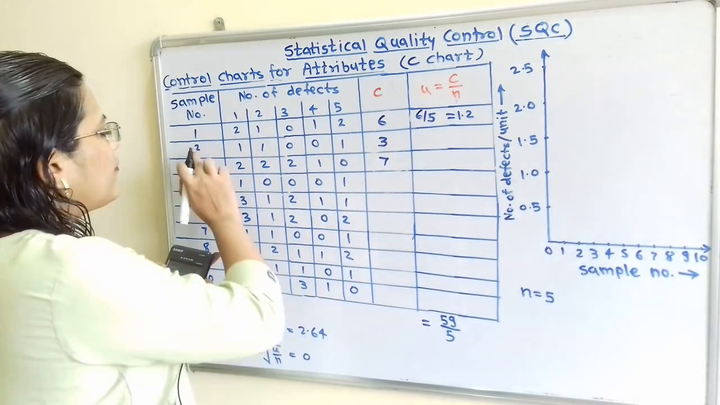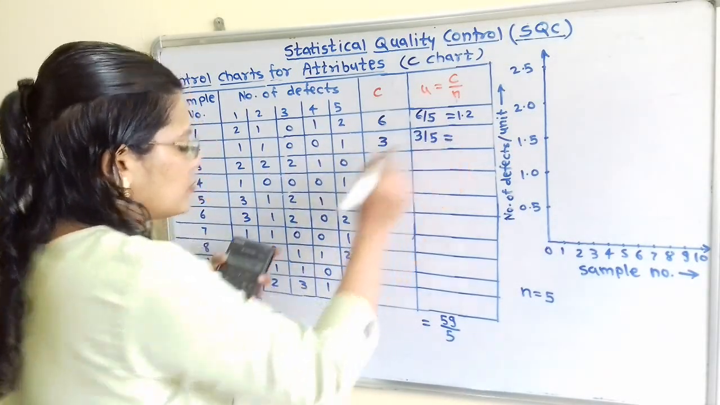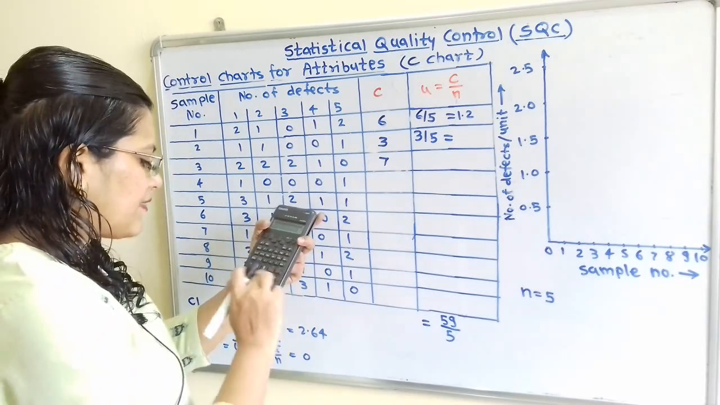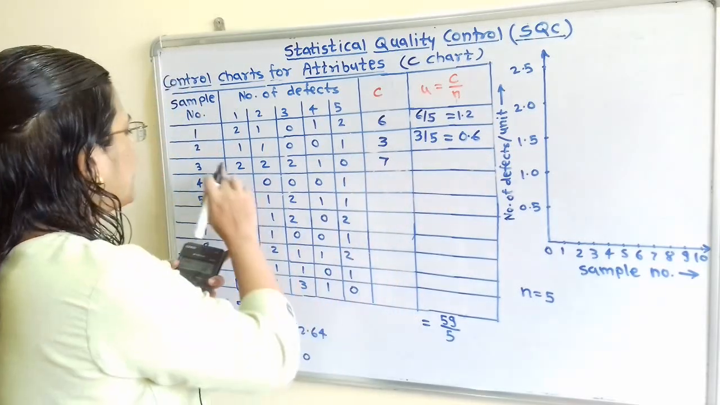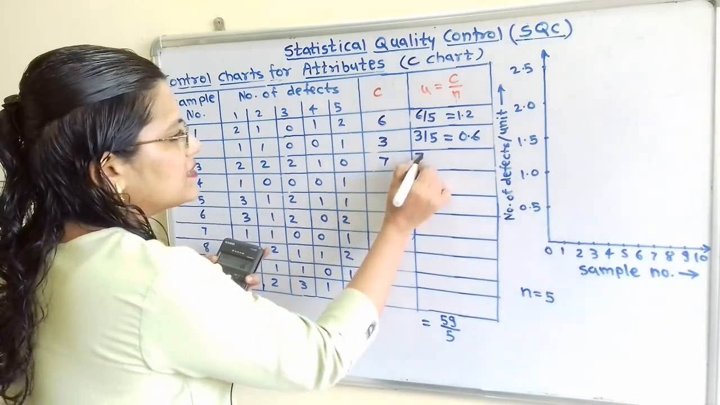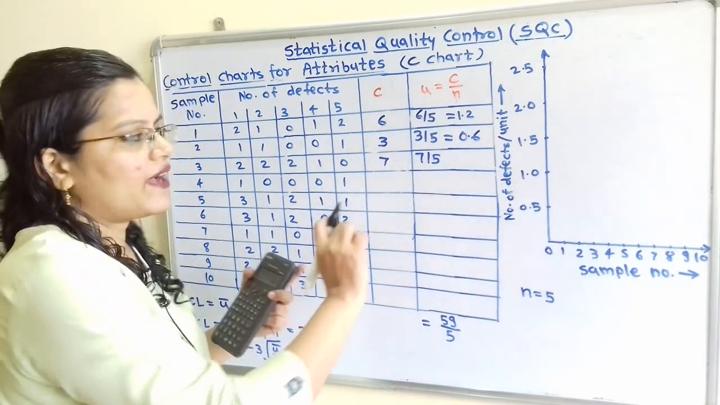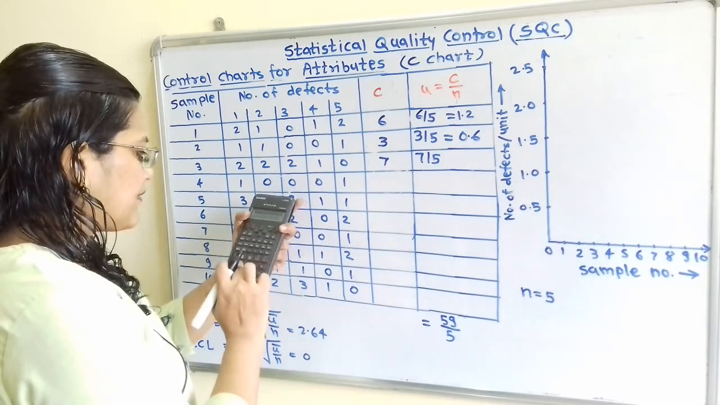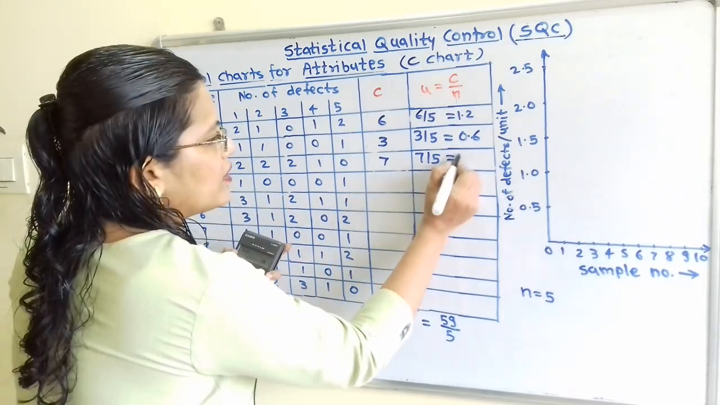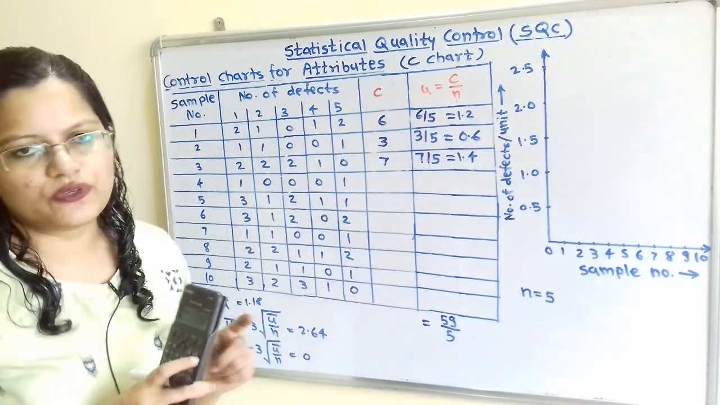Now in the same way, for the second sample, here 3 divided by 5. When we calculate 3 divided by 5, it is 0.6. Then for the third sample, it is 7 divided by 5, because the value of n is 5. So we have to divide each number by 5. So 7 divided by 5 is 1.4. In the same way, we have to calculate the value of U.